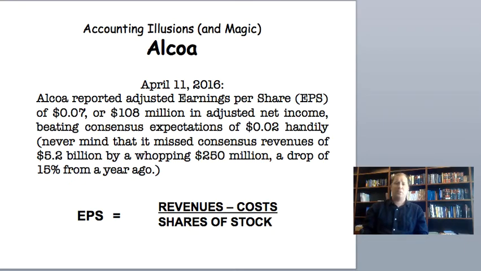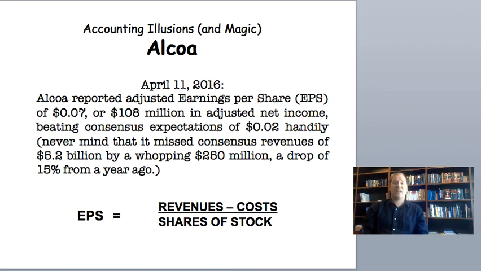Here's an example, Alcoa. On April 11th of 2016, Alcoa reported an adjusted earnings per share, that is the typical expectation of Wall Street investors to how healthy a corporation's investment portfolio and package is. They reported earnings per share of 7 cents, or $108 million in adjusted net income. They beat the consensus of investors of 2 cents very handily.